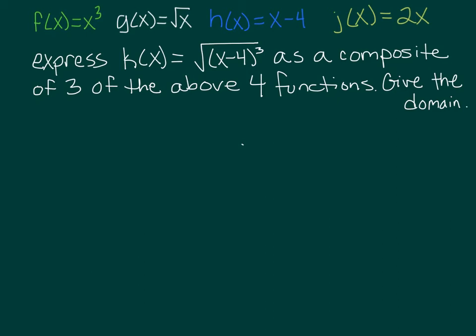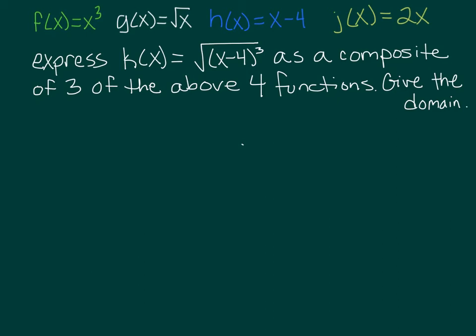So you're going to tell me what f of g of h of j, h of g of f of whatever composite it is. And there's no formula for this, there's no magic trick. You just have to use your brains and you have to think. You have to use some trial and error.